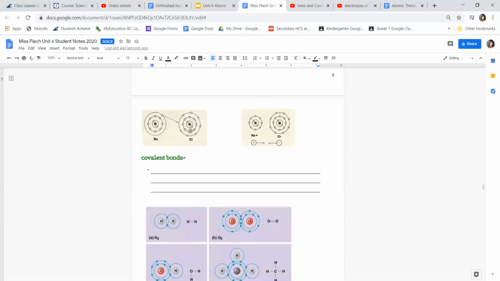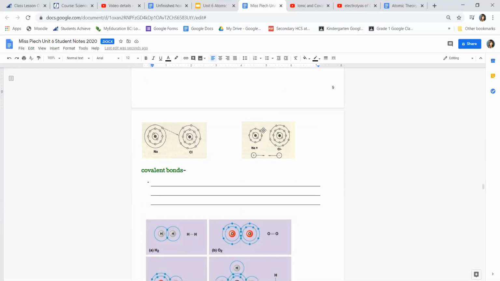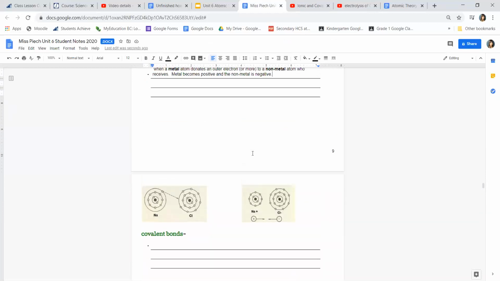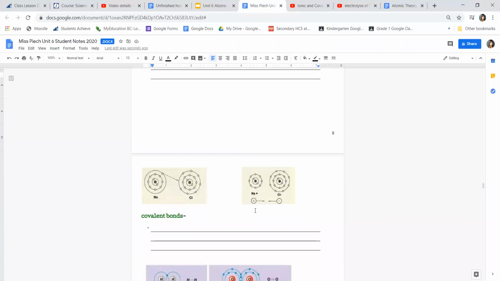So when you've got your sodium chloride, you're looking at how the sodium is giving an electron to the chloride, and then what ends up happening is we've got the metal, sodium, that has a positive charge now, and we've got our chloride that has a negative charge once they have done the ionic bond.